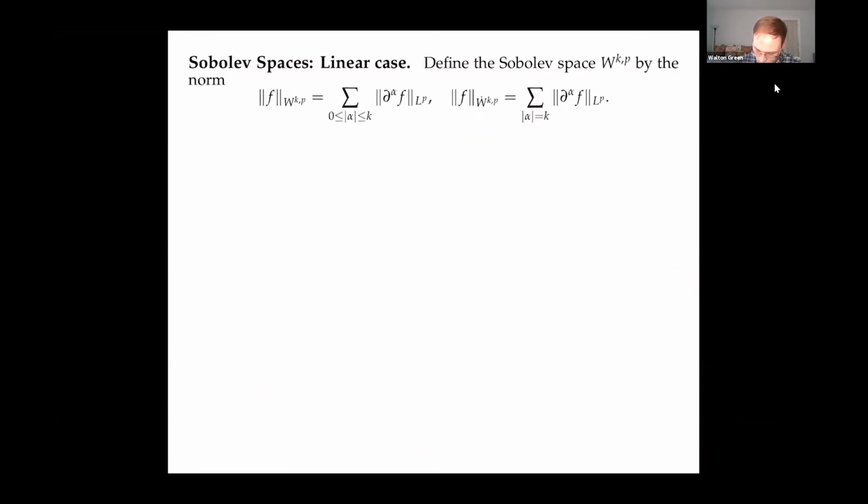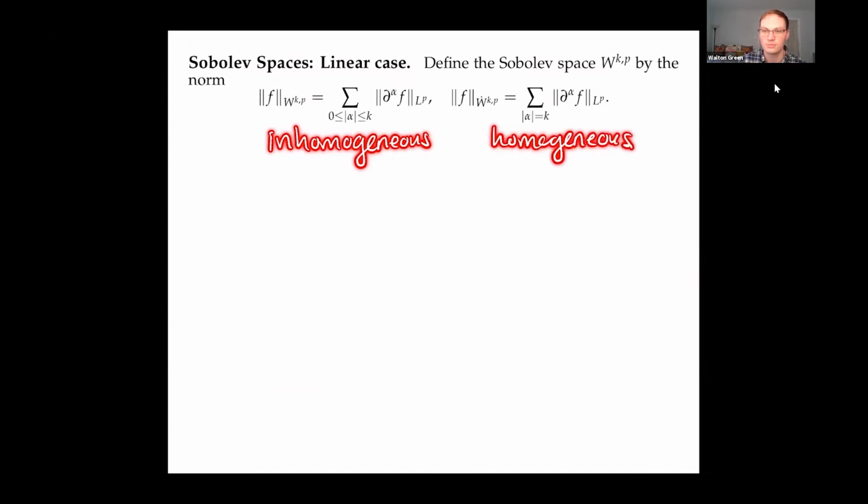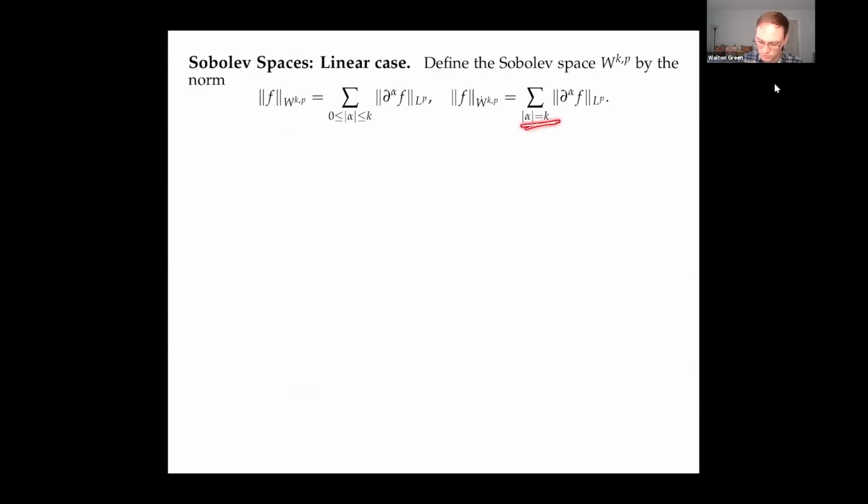So there are two types of Sobolev spaces. There is what's called an inhomogeneous, and then this is of course called the homogeneous, and that comes from the fact that it's homogeneous with respect to certain dilations, right? This will be because all the derivatives are the same order. This will not be because the derivatives are all orders.